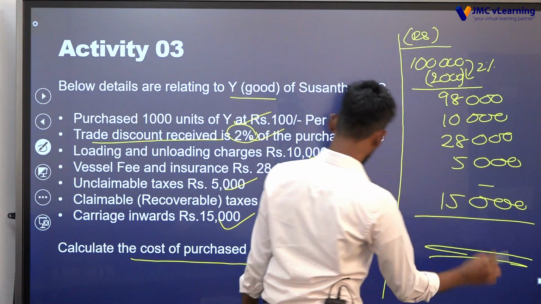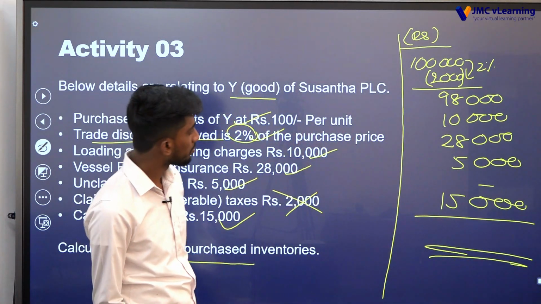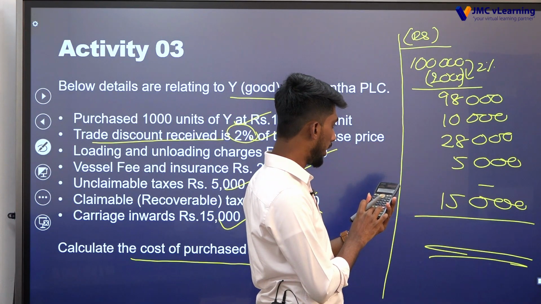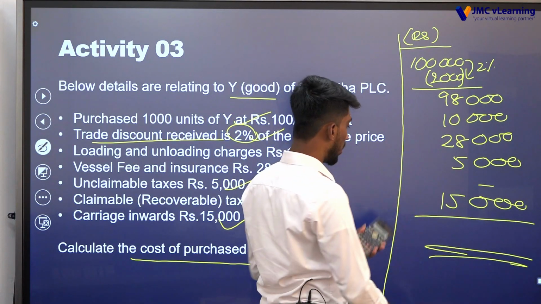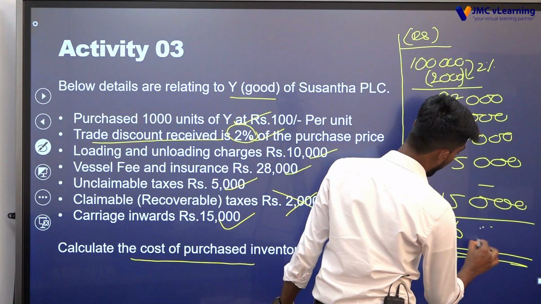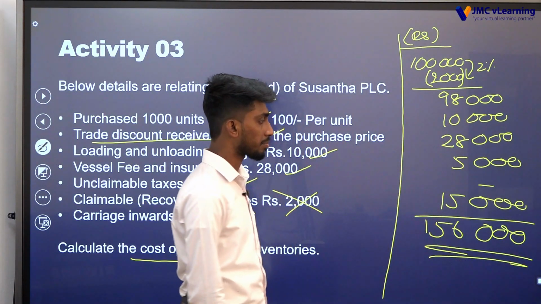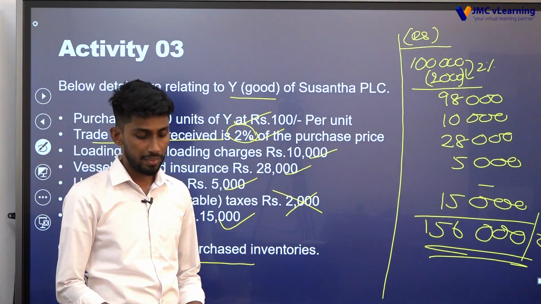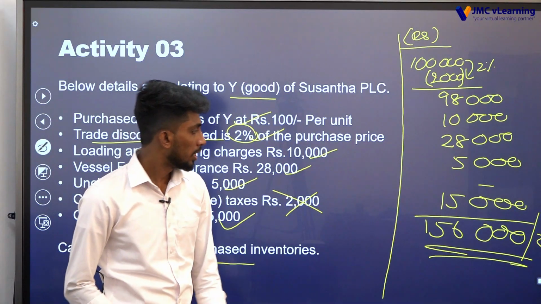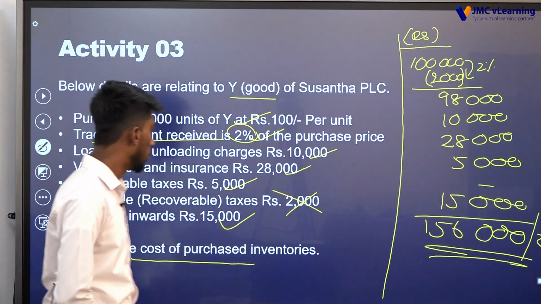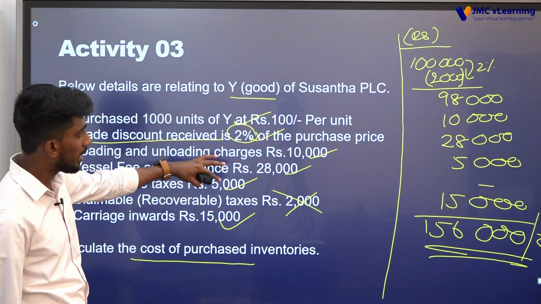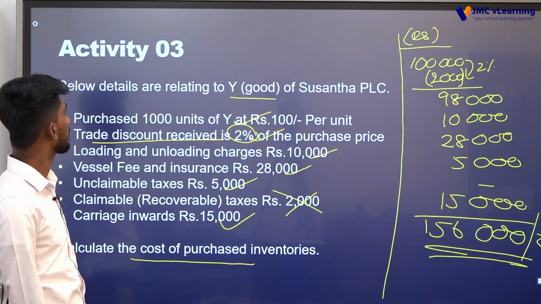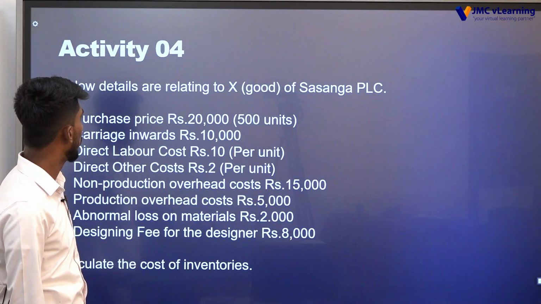So let's get the total. 98,000, 10,000, 28,000, 5,000 plus 15,000. It's 156,000. So this is how the cost is calculated. Now you have an idea what I took into the cost, what I omitted from the cost. Okay, done. Now let's move on to the fourth one.